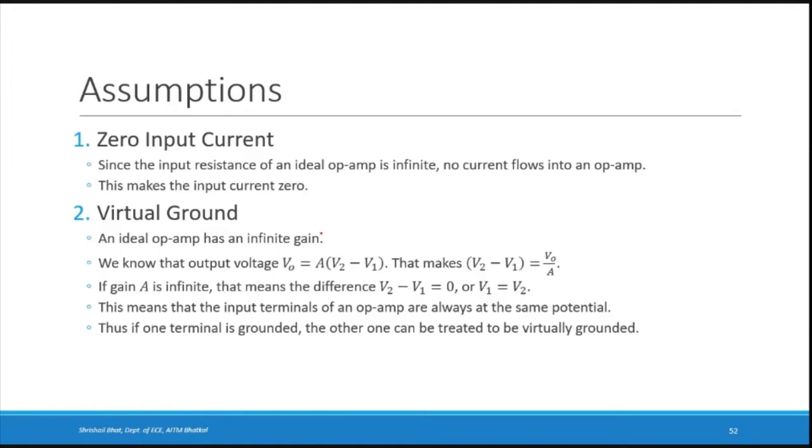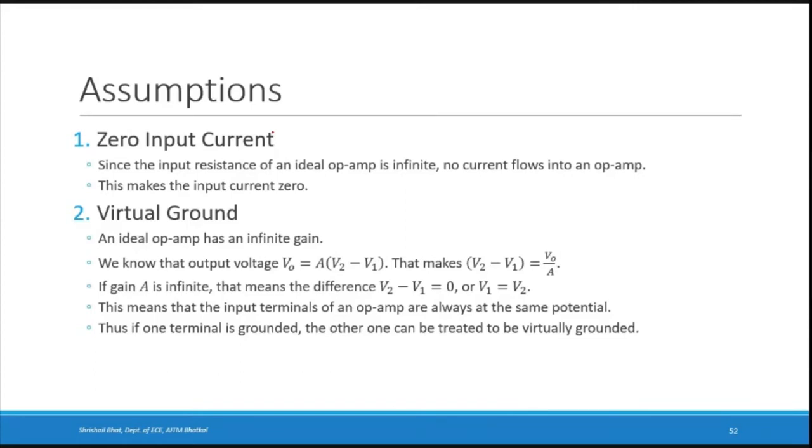Is it right? The input resistance of an op-amp is infinite. So if input resistance is infinite, no current can enter the op-amp. That makes the input current zero. So this is one assumption, that no current enters the op-amp, or there is zero input current. Another assumption is the concept of virtual ground.